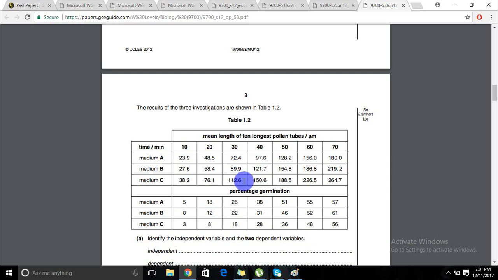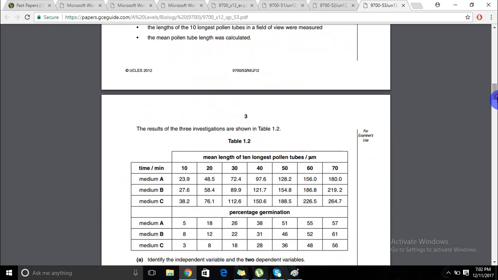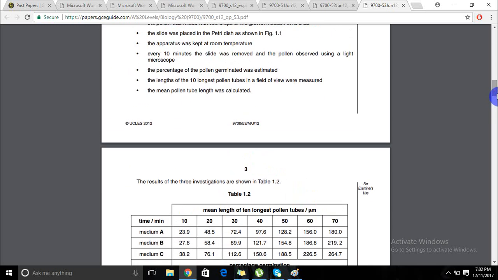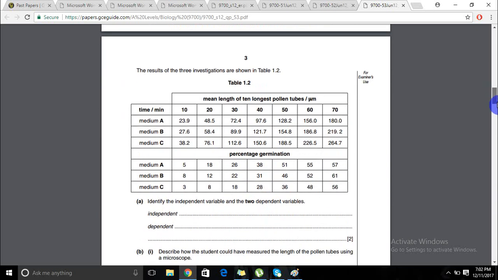So what is the independent variable? That would be the medium used, or the identity of the medium, whether it was A, B, or C, or perhaps it could be the concentrations of the 5 components. And the dependent one would be the one that is affected, and we could say that was the mean length of the 10 longest tubes after a time interval, and the percentage germination after a given time interval.